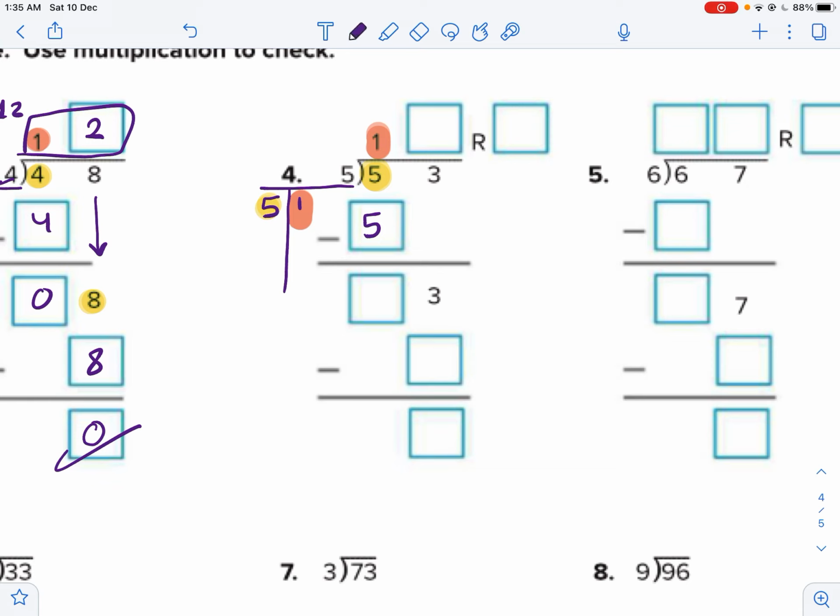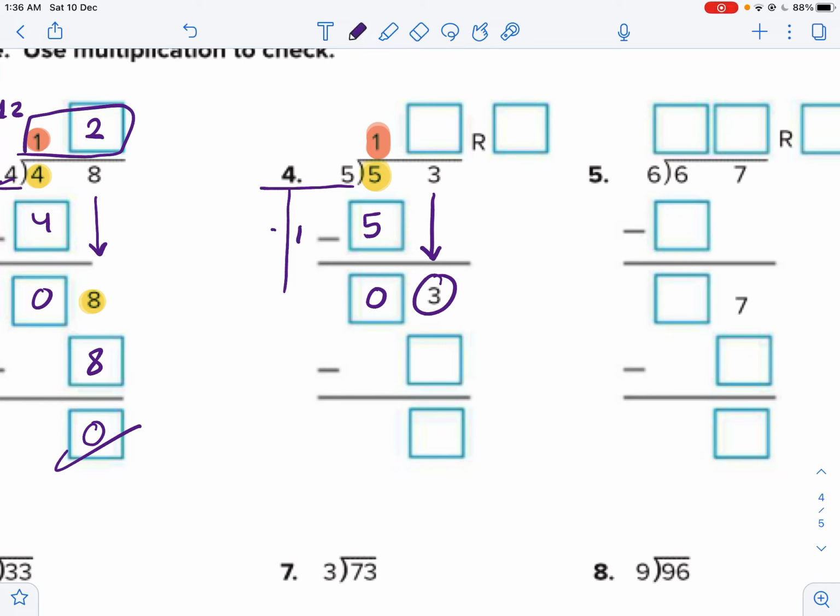Then you subtract. 5 minus 5 is 0. Now you still have the 3 that you didn't use, so you drop it, or bring it down here. Now let's look for the 3. The 3 is less than the 5. We can't use it because we can't divide it. But is there any method that we can get a 3? Yes, from the times table of this number.